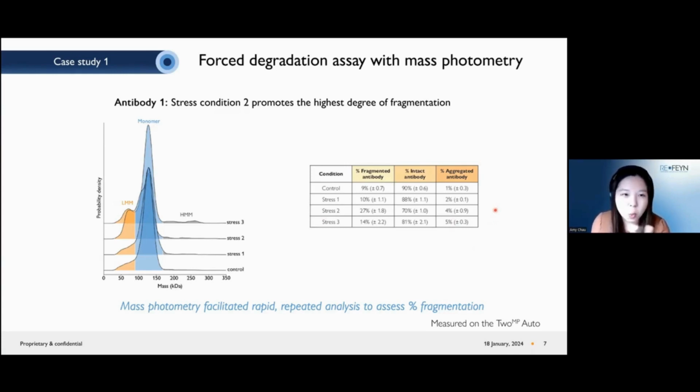And in this one antibody example, 4 different conditions were measured in triplicates, so that totals about 12 different measurements. And with automated mass spectrometry, you can quickly assess the antibody stability with minimal sample preparation and hands-on time.